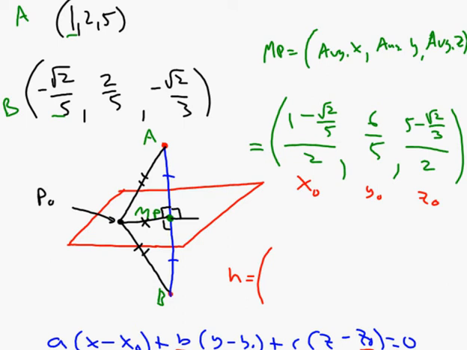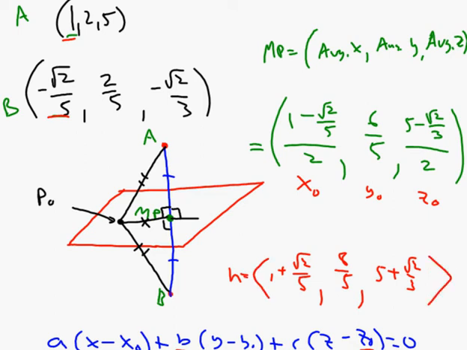We'd have 1 minus negative rad 2 over 5, or 1 plus rad 2 over 5. And then you're going to have 2 minus 2/5, or 10/5 minus 2/5, or 8/5, I think. Yep, that's good. And then you're going to have 5 minus negative rad 2 over 3, or 5 plus rad 2 over 3. Now, actually, I should be careful. This is not a coordinate. This is a vector. It's a vector because it's a set of differences between x's, y's, and z's. All right, so now we're done.